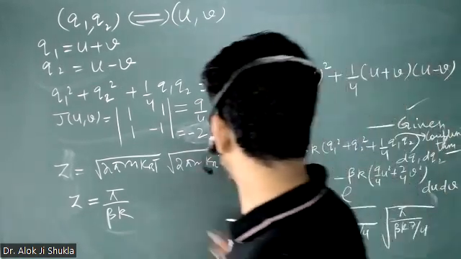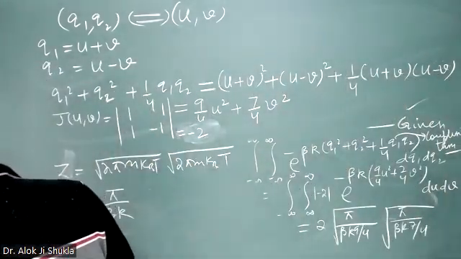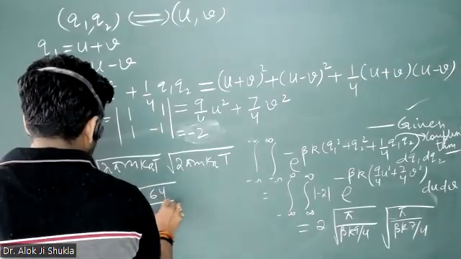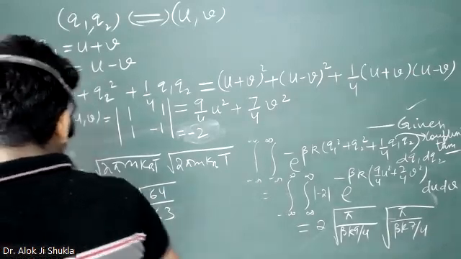Pi by beta k, multiply everything. Under root 64 by 63. This you will get.